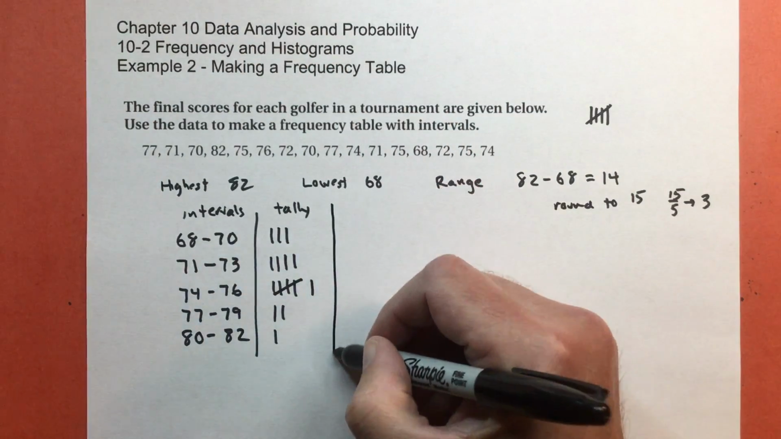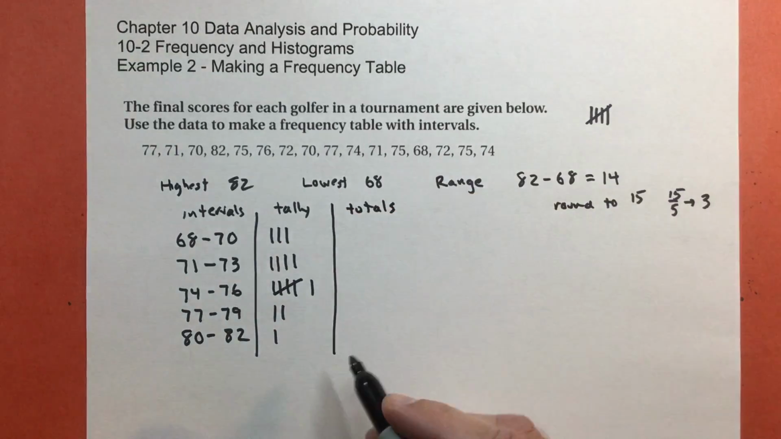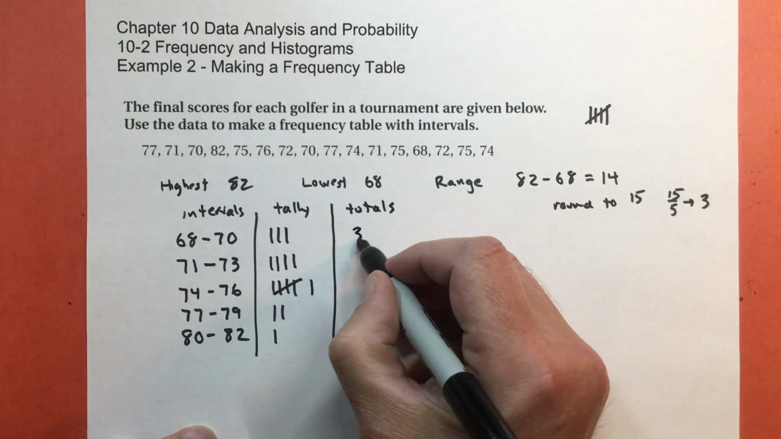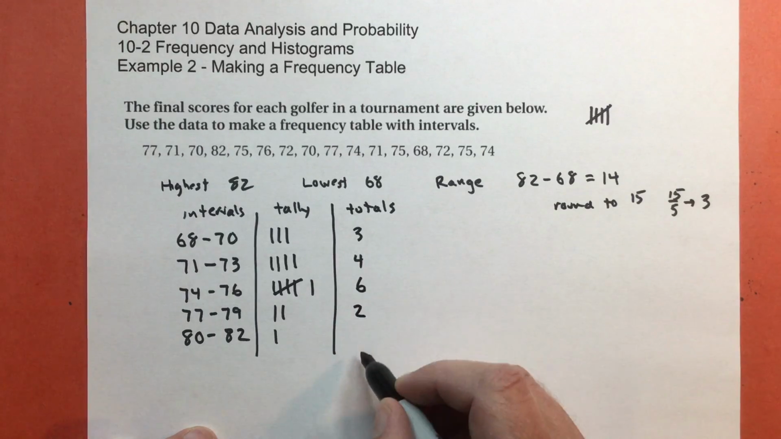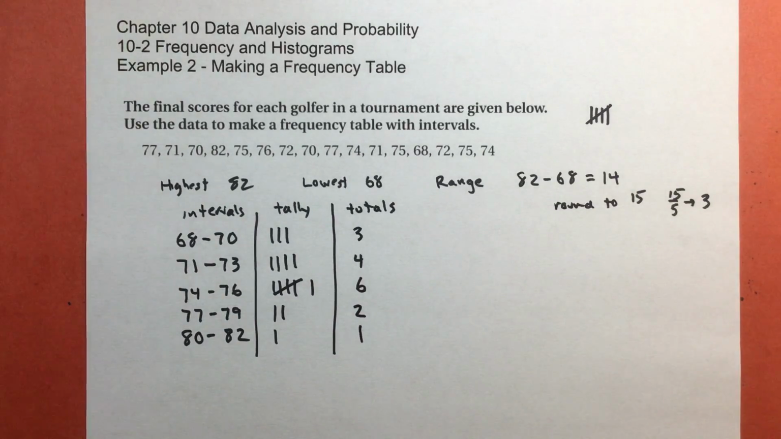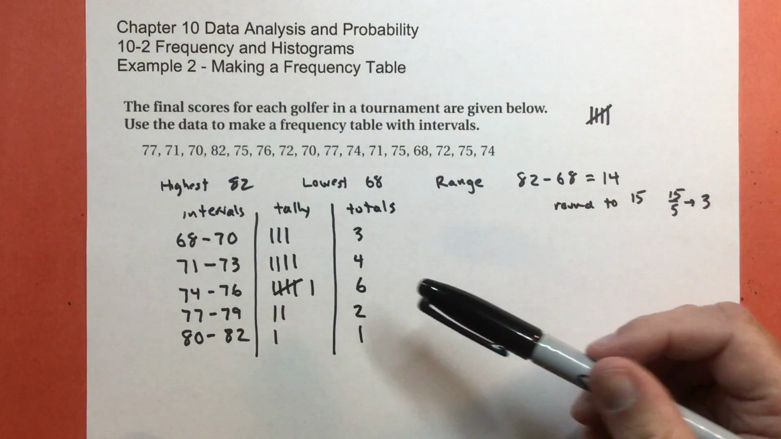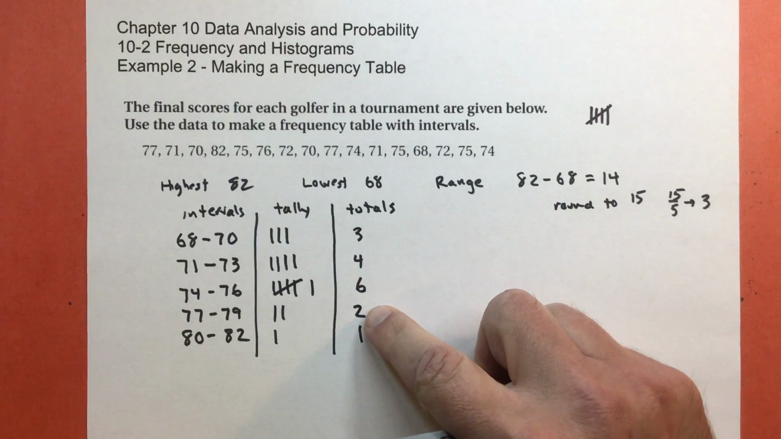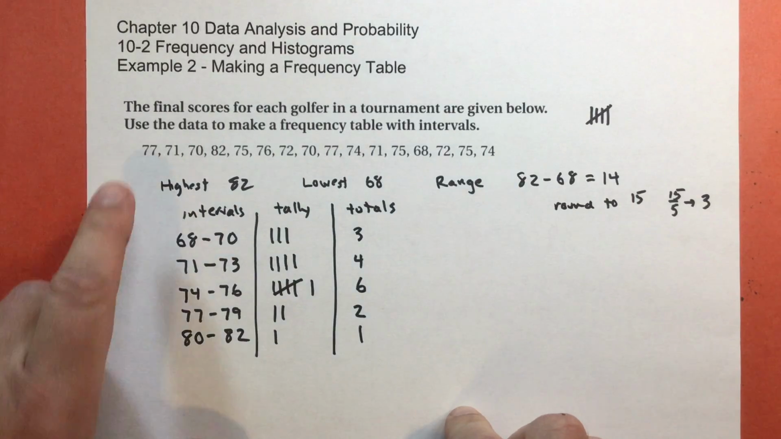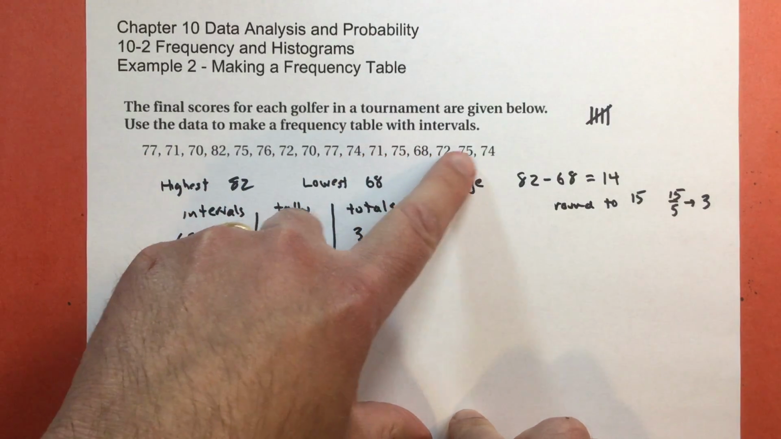So then my last column is going to be my totals. So I just count my tally marks. 1, 2, 3. This is 4. This is 5 plus 1, which is 6. This is 2, and this is 1. Now, what I'm going to do is add these up and make sure that that's how many scores I have here, so I didn't miss any. So I've got 3, 7, 13, 15, 16. There should be 16 scores up here. 1, 2, 3, 4, 5, 6, 7, 8, 9, 10, 11, 12, 13, 14, 15, 16.